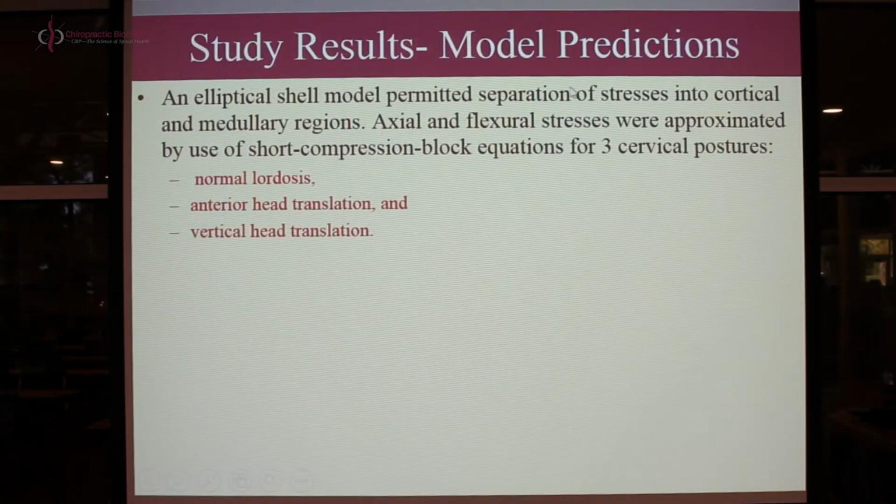We identified that our elliptical shell model was able to separate stresses into the cortical part of the bone, which is the outer part of the vertebral body, the hard cortical shell of the bone, versus the internal spongy bone, what we call medullary bone. The axial or compression, and then flexural. Flexural is the bending moment loads that are experienced at the tissue. So this would be more like the loads experienced from the torque vector.